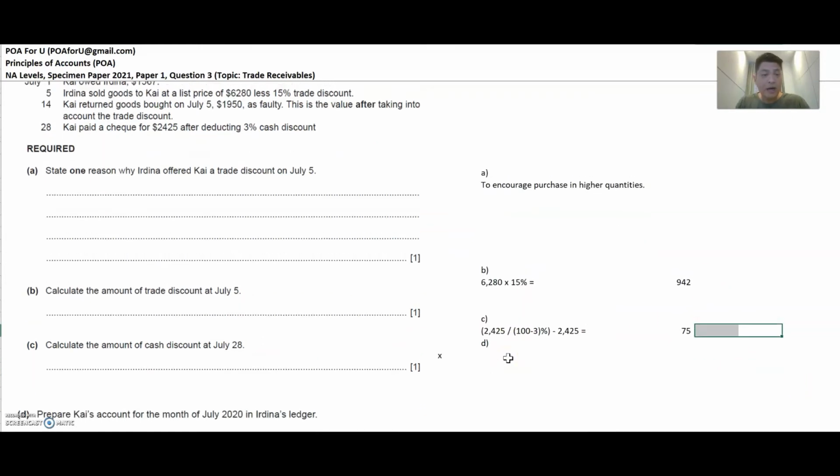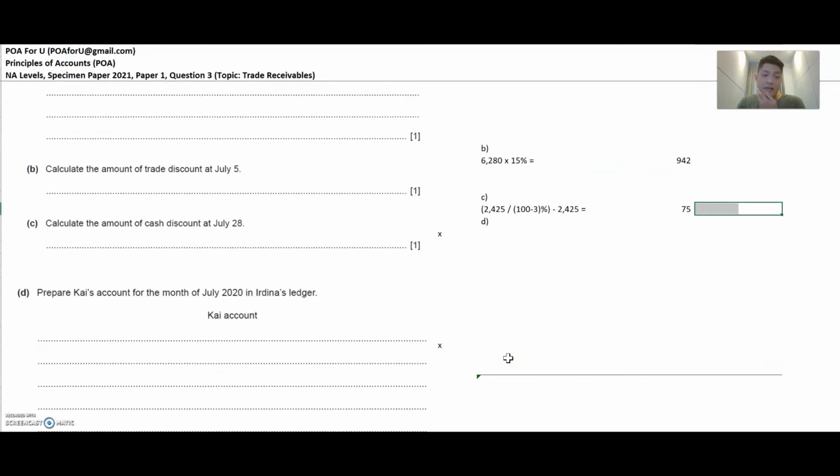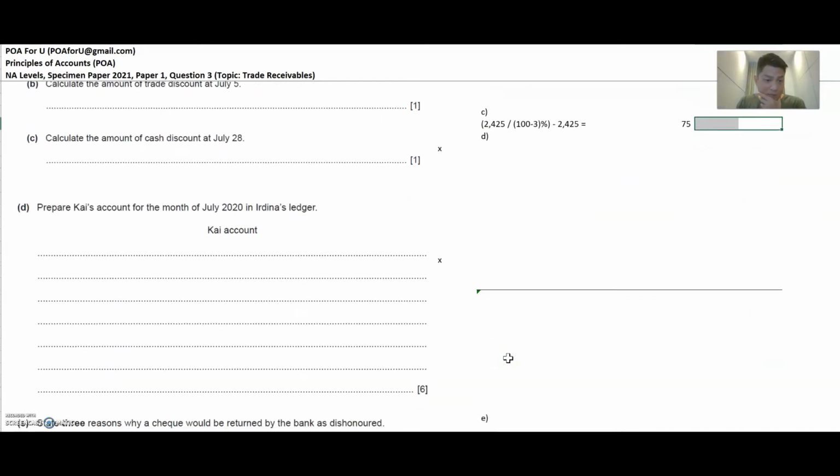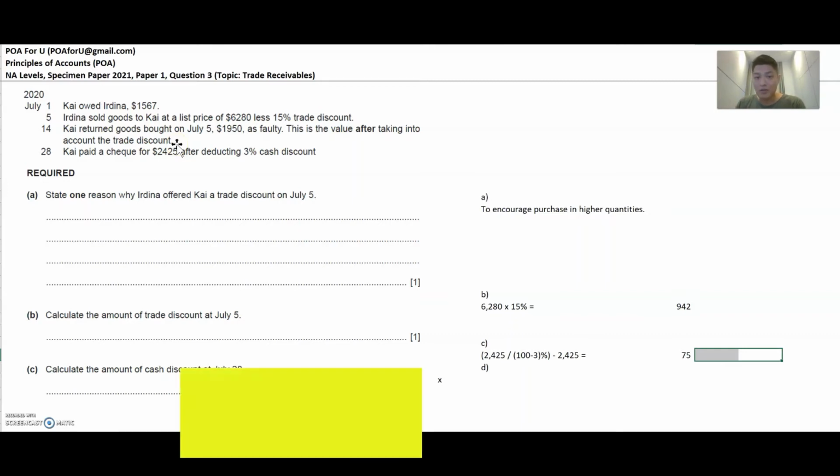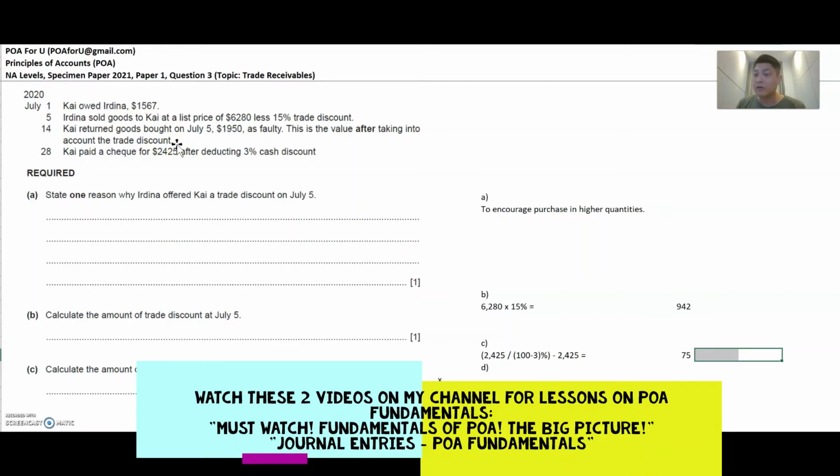Okay, next one, prepare the ledger account for Kai in Adina's books. So based on this transaction in July, you need to know the double entry for each of this, and then transfer that to the ledger account. Now, if you want to get better at double entries, I got a video on this, and you can search for this title on my channel, and that will give you some insights on journal entry and how it translates into ledger accounts.